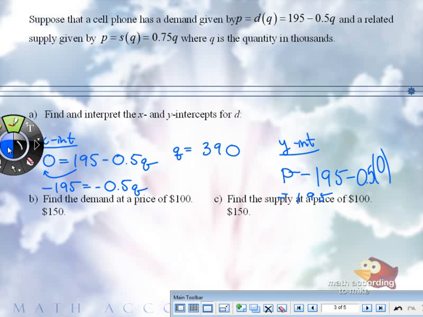B, find the demand at a price of 100 and 150. Which of the two are you going to use, your supply or demand function? We're going to use P equals 195 minus 0.5Q. We have two parts here, 100 and 150. Let's start with 100. It says find the demand when the price is 100, so where do I put the 100? P.